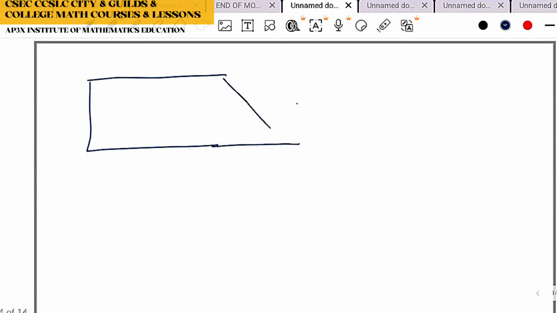So pretty much then, the trapezium is really like a partial rectangle. So you have one long side here, you have a vertical side here, and you have a long side here. I think the bottom piece is a little bit longer, and then you have a slant side.